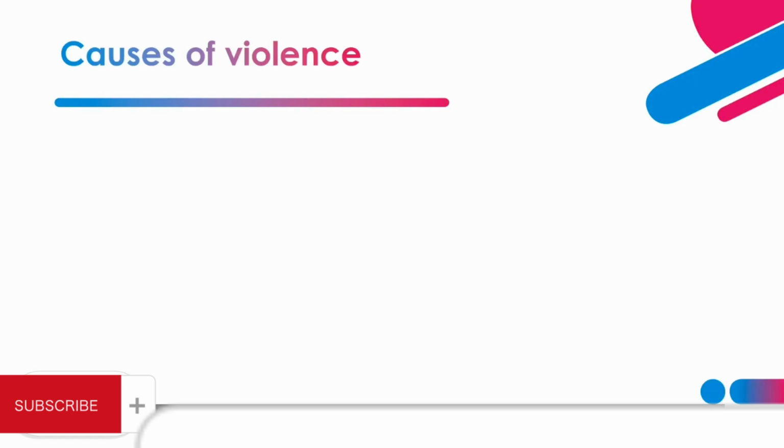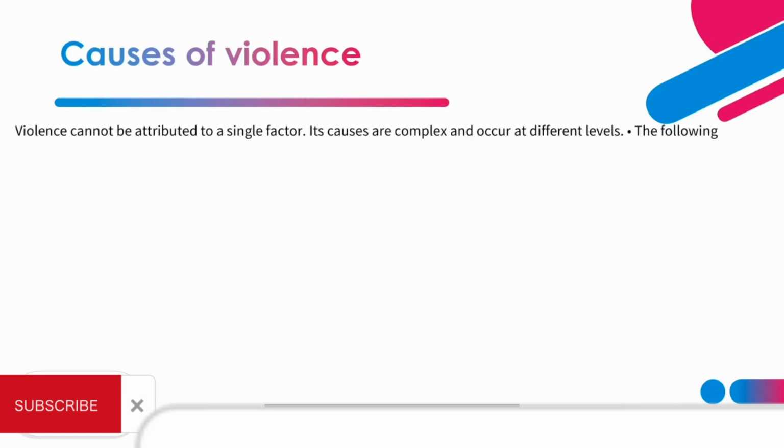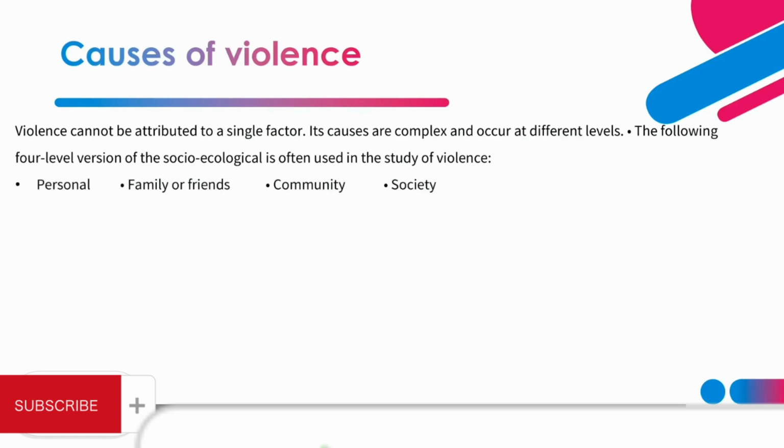Causes of violence. Violence cannot be attributed to a single factor. Its causes are complex and occur at different levels. The following four-level version of the socio-ecological model is often used in the study of violence: personal, family or friends, community, society.